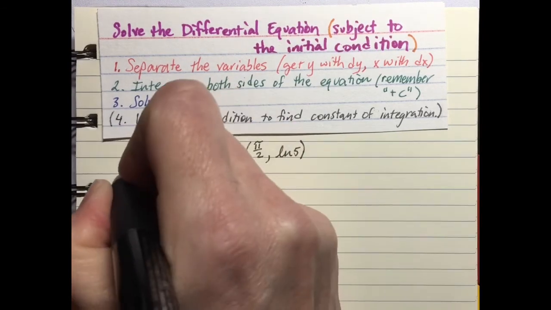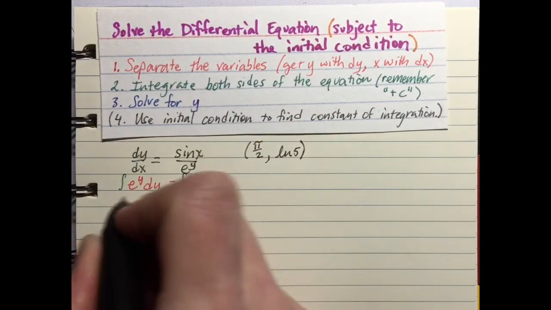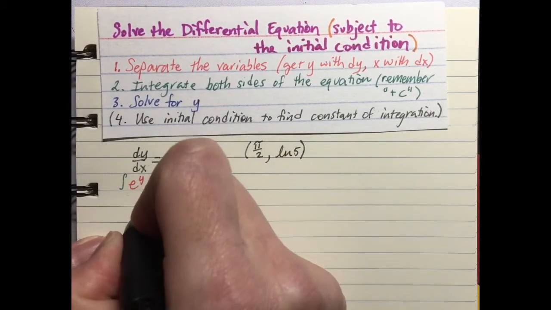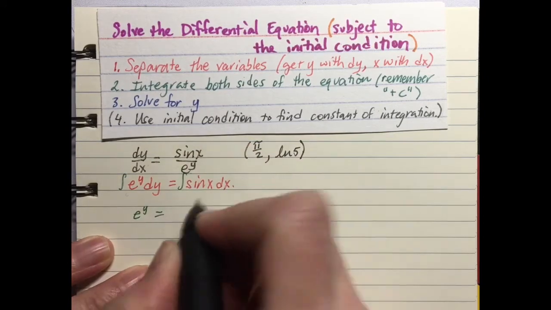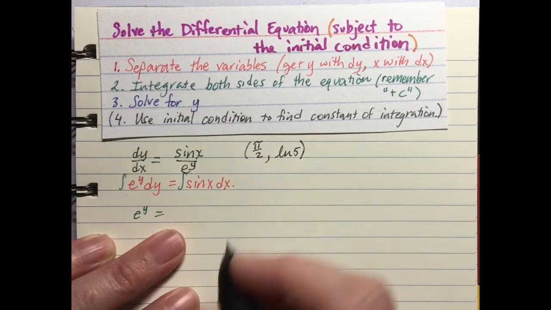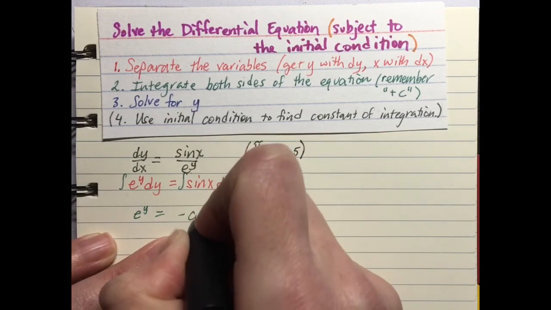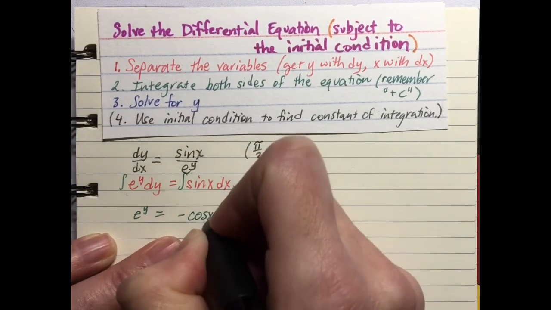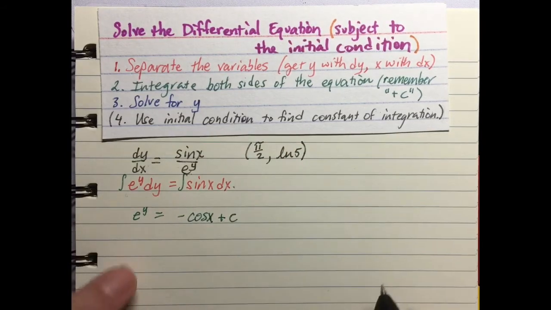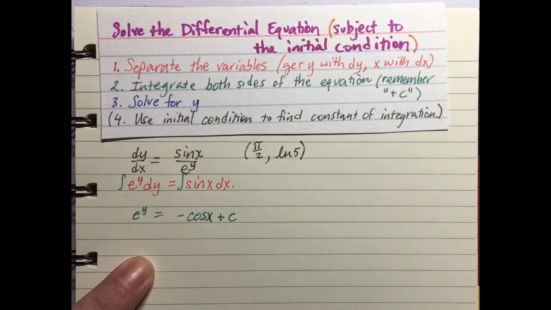Okay, second step, integrating both sides. So we know that the thing that has a derivative of e to the y is just e to the y. Straightforward. How convenient. And then we know cosine has a derivative of negative sine, so negative cosine x has the derivative of sine x, and our plus c. So here's our integrating both sides, and our plus c is in there.